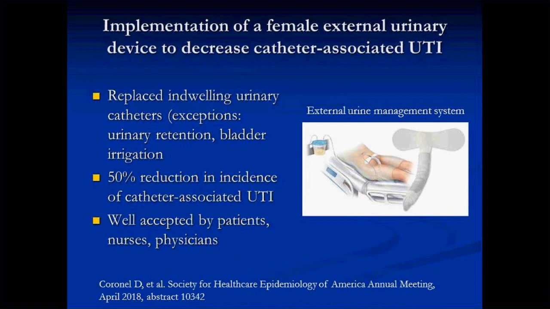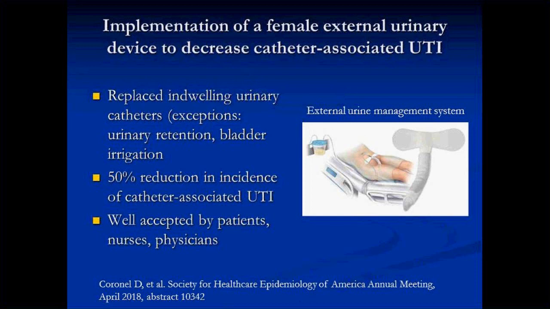There are also other approaches that people are taking. The drive to reduce infections has also led to some other interventions that may be actually more useful and not just massaging our numbers. This is an implementation of a female external urinary device to decrease catheter-associated UTI. So this is currently being implemented at Metro, where Brooke Watts, one of our former VA colleagues, is implementing this system. This was a study that was just presented a week ago at the hospital epidemiology meeting.